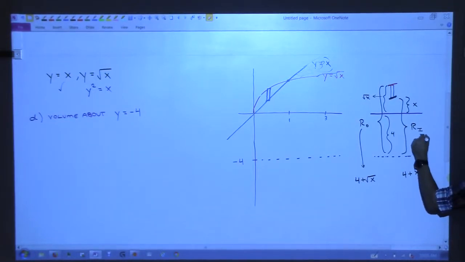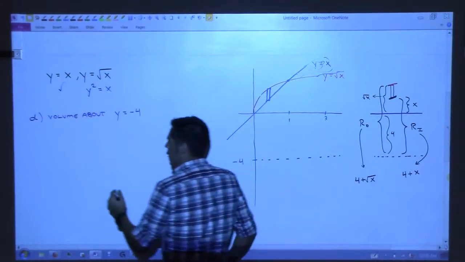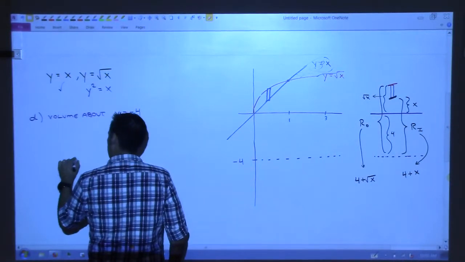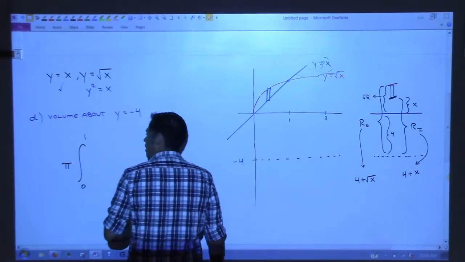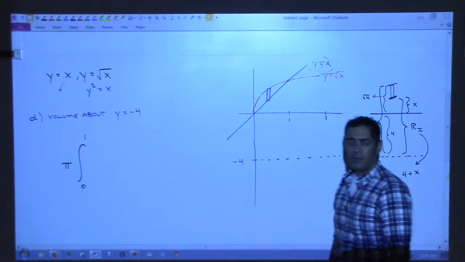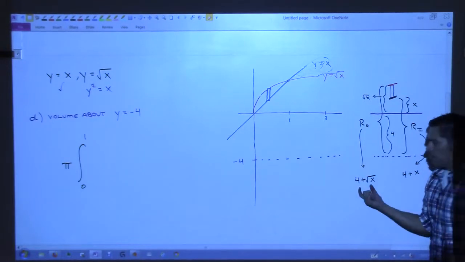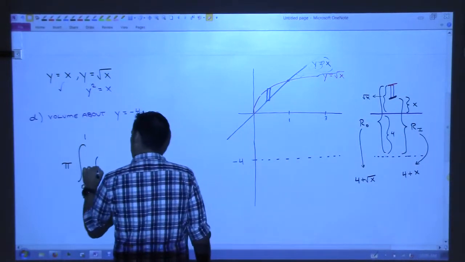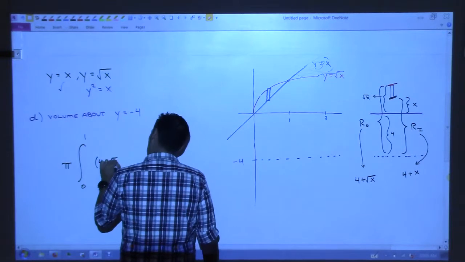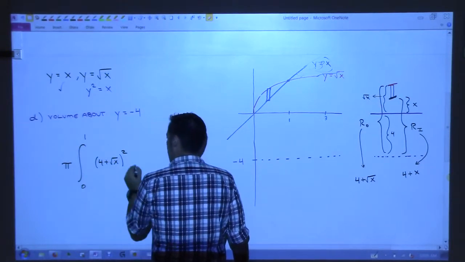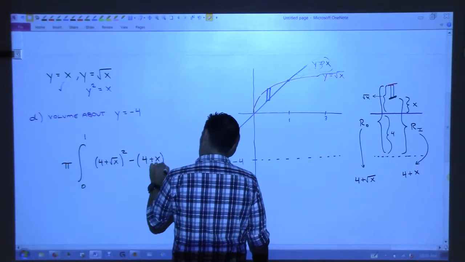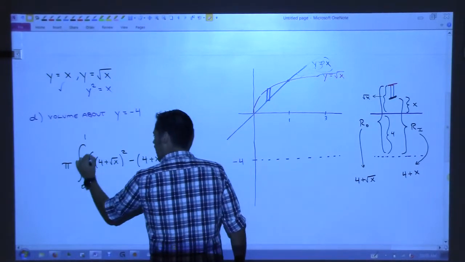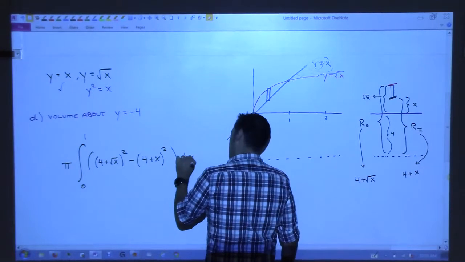All right, that's our inner radius. So now we just go to the formula. The formula is pi integral where to where? 0 to 1. Okay, the outer radius squared, 4 plus root x in parentheses squared, minus the inner radius, which is 4 plus x, that quantity in parentheses squared, all of that dx.